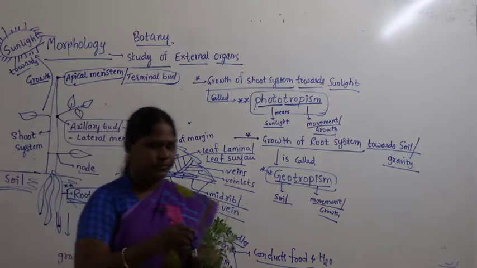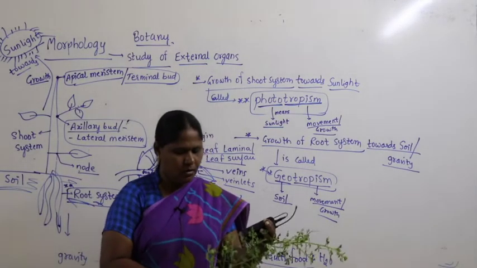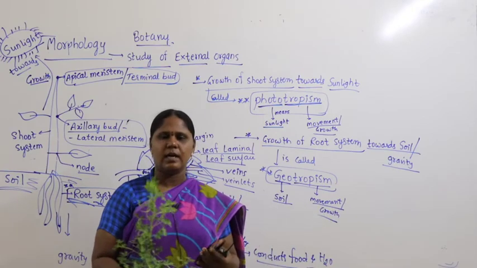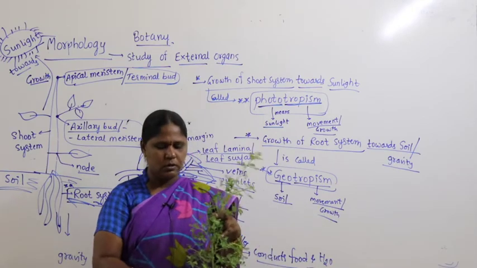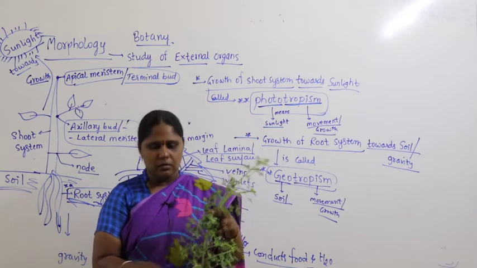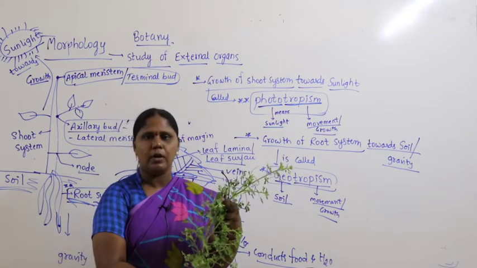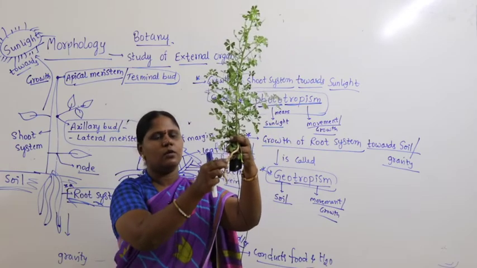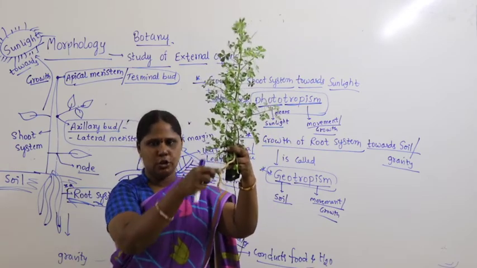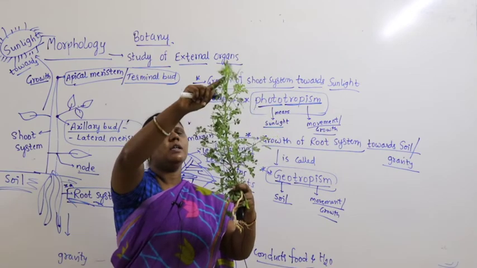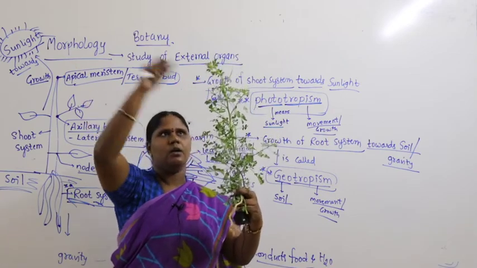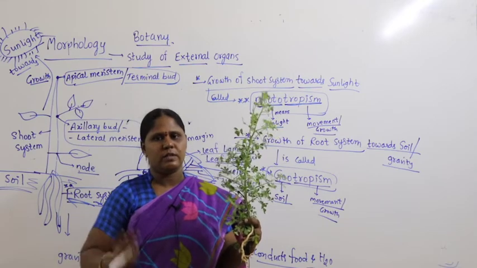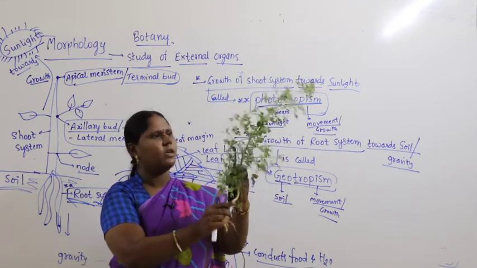So, guys, let me take a plant here. What is the last point I discussed with you? This is the soil level. The root part is going down and down. The growth of the root is geotropism. The stem part is growing towards the sunlight. The growth of the shoot is called phototropism.